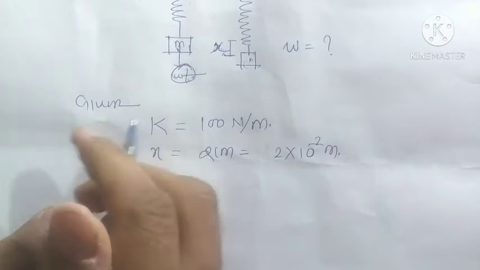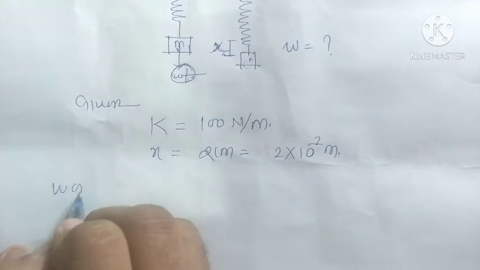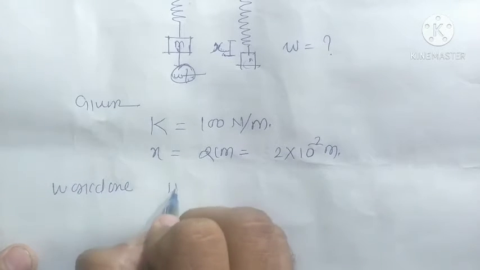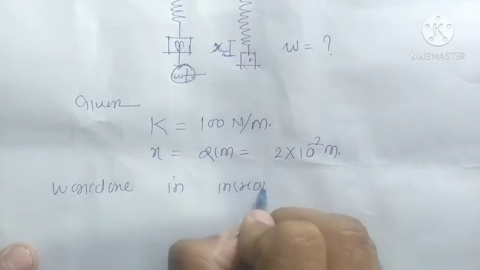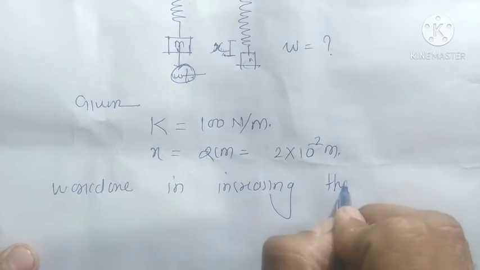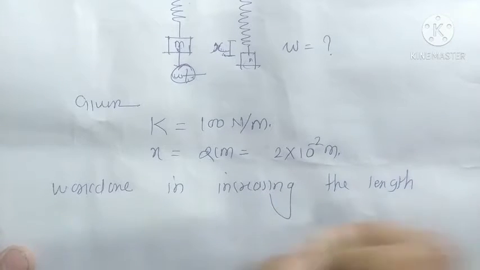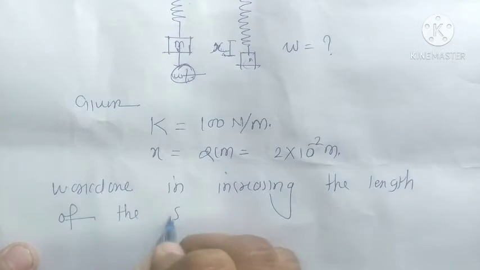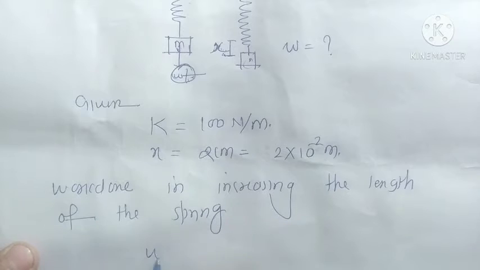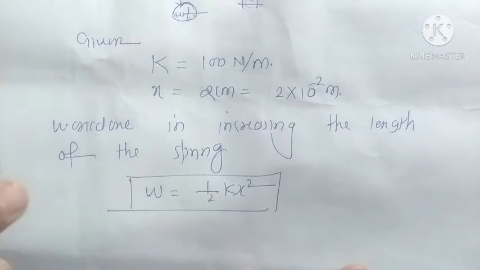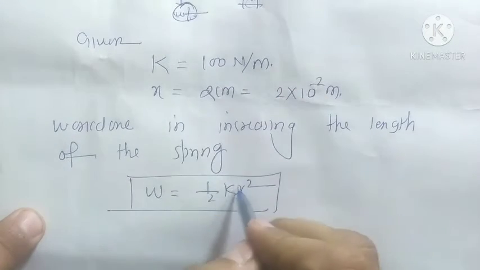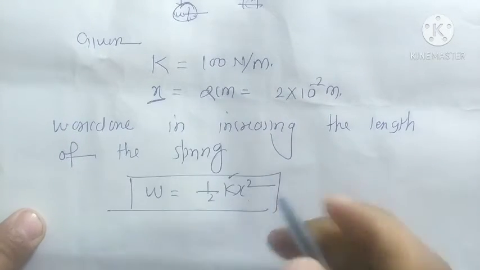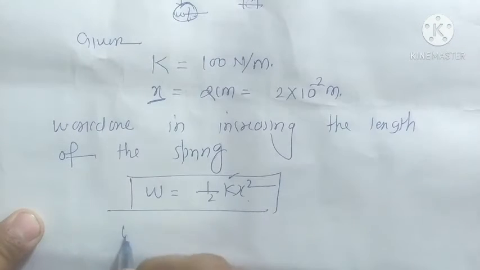Now we use the formula for work done in increasing the length of the spring. W is equal to half kx square. This is the formula we use. We already have the value of k and x, so we put all the respective values here.